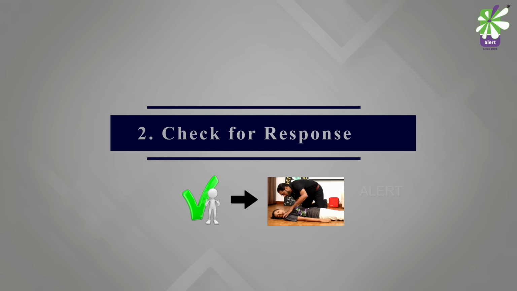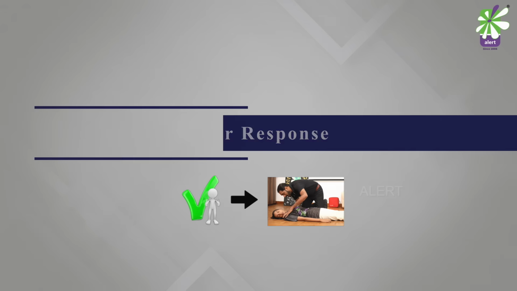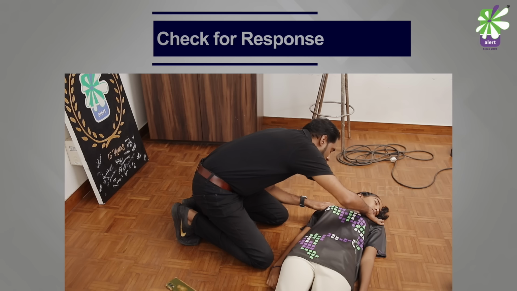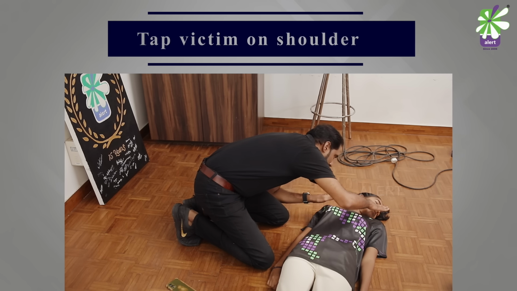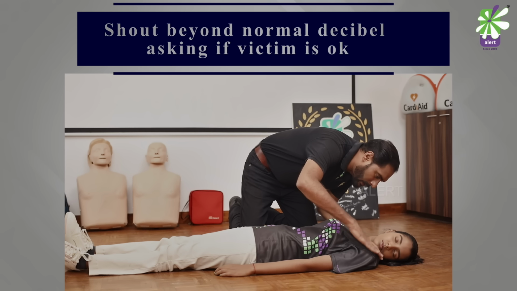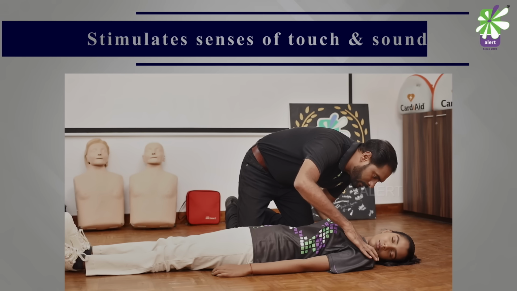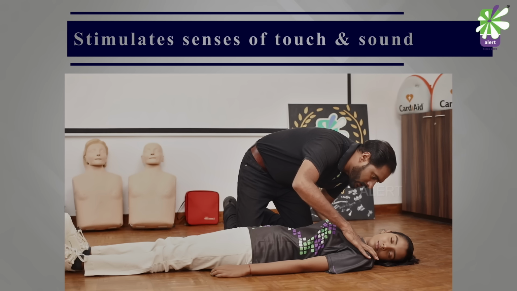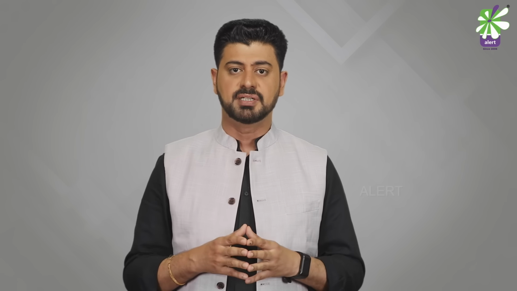2. Check for response. To check if the victim is responsive, gently tap the victim on the shoulder. Also, shout the victim's name if the victim is known to you, or "Are you okay?" above normal decibel level to gain the victim's attention. You need to stimulate the senses of touch and sound to assess whether the victim is responsive. If the victim responds, understand the situation and act accordingly. Ensure that you talk to the victim positively.